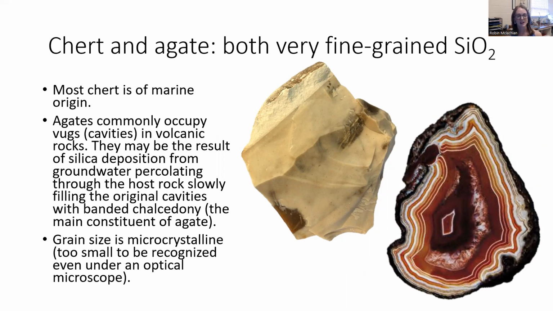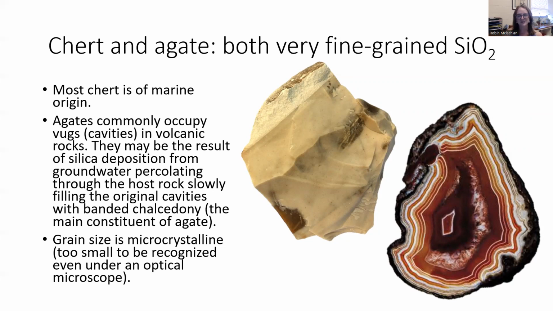Most chert is of a marine origin, and agates commonly form in vugs or cavities, air bubbles, in volcanic rocks, and they result when silica is deposited slowly over time as groundwater percolates through those cavities. And this forms chalcedony, which is again a microcrystalline quartz, and it's a main constituent of agate.